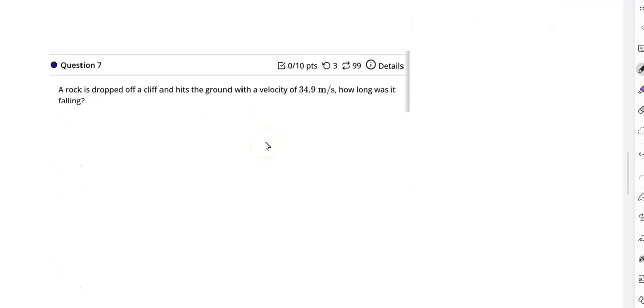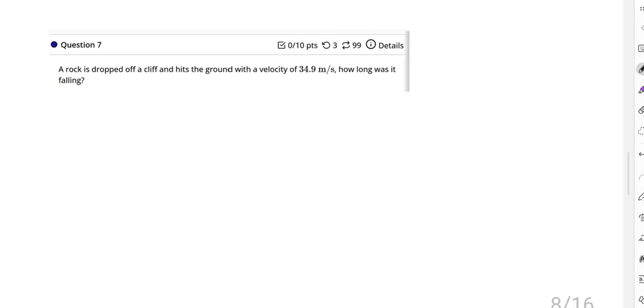Now let's look at 7. A rock is dropped off a cliff and it hits the ground with a velocity of 34.9 meters per second. We want to know, how long was the rock falling? So let's take a look at this one. A rock is dropped off a cliff. So if it's dropped off a cliff, that means that initial velocity is 0, and it's hitting the ground with a velocity of 34.2 meters per second. We want to know, how long was it falling? So we're looking for t.